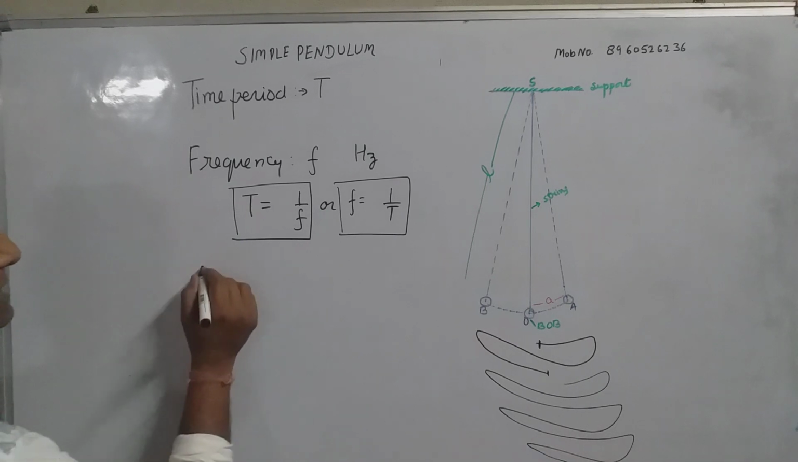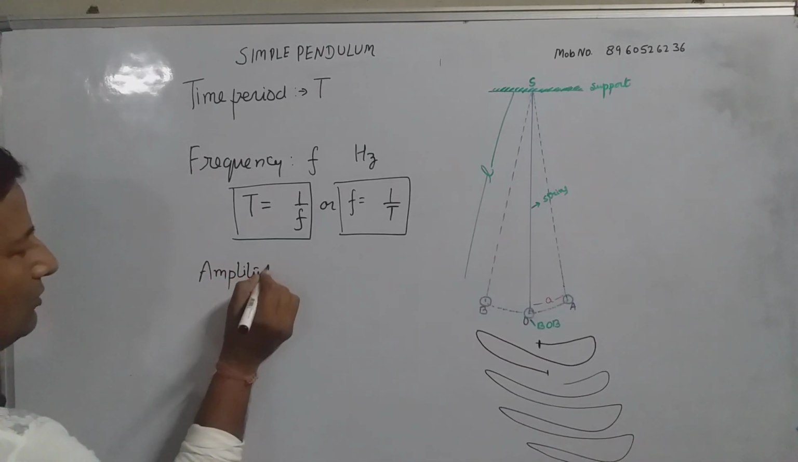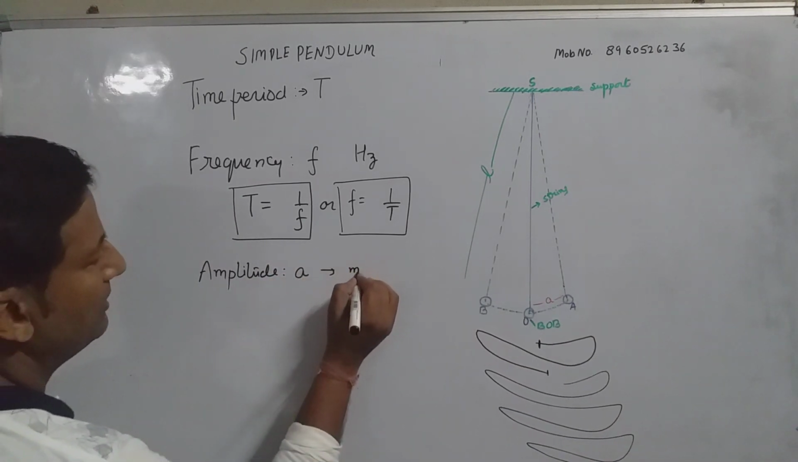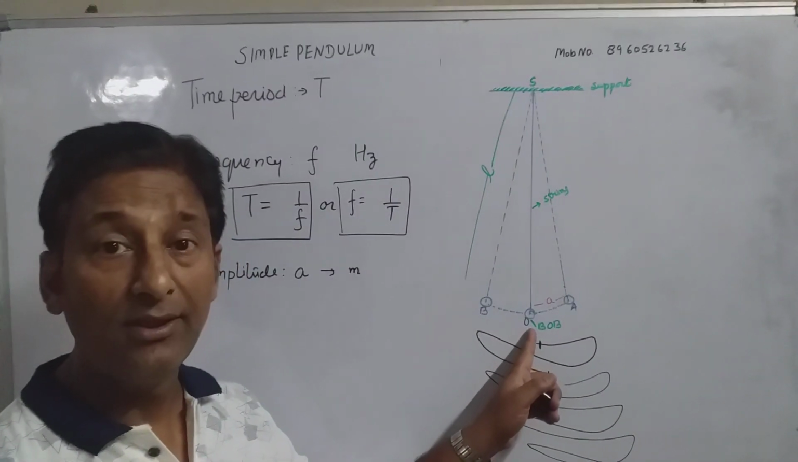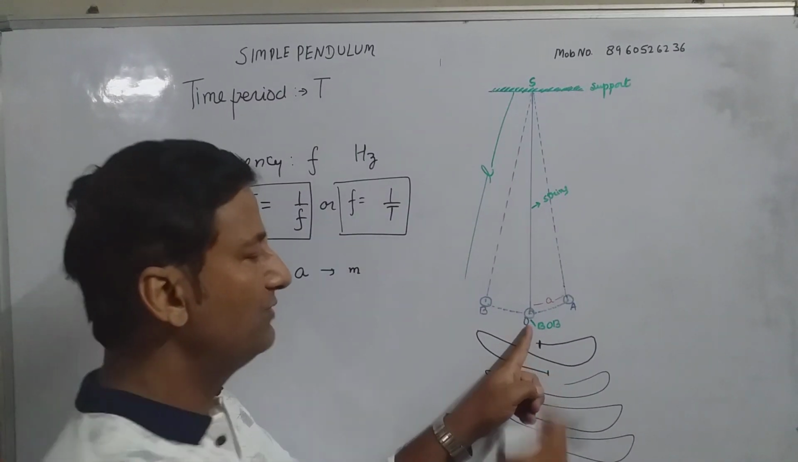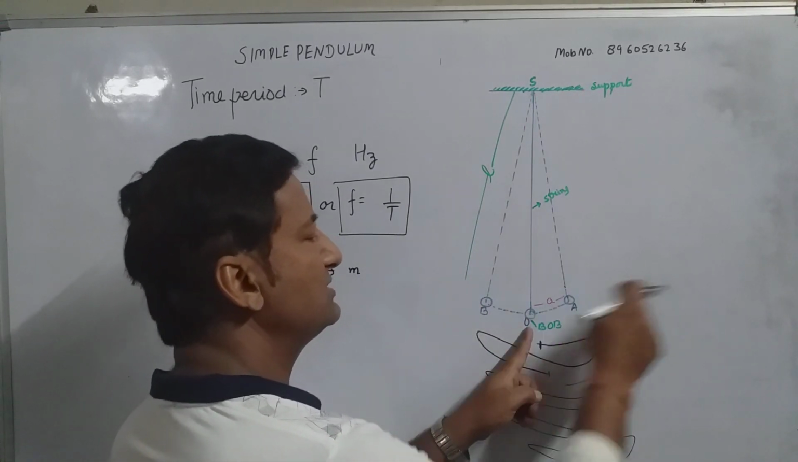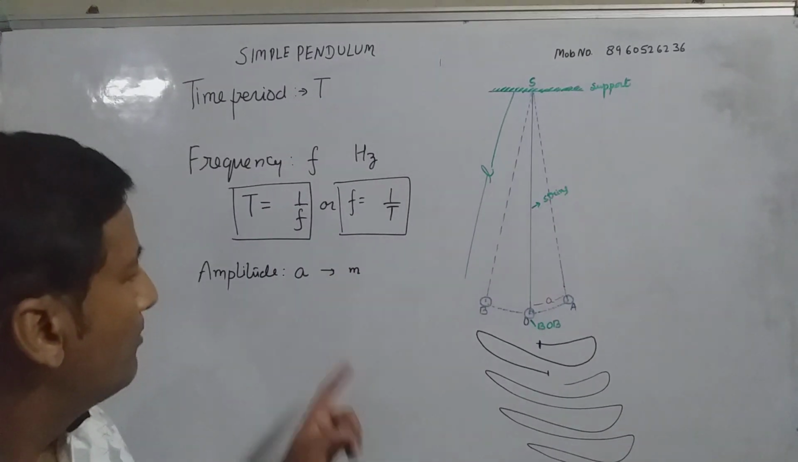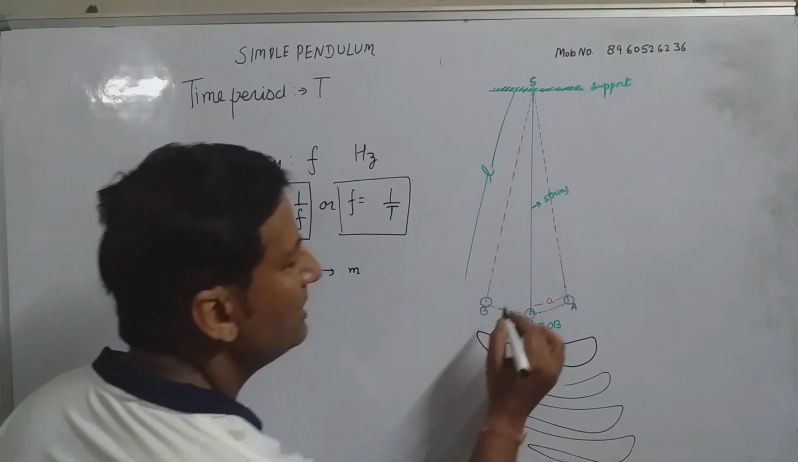The third term is amplitude. What do you mean by amplitude? It is denoted by small a, and the unit is meter. Amplitude means the maximum displacement from the mean position. If it goes till here, that means its amplitude will be till here. This distance will be measured as amplitude, right? So amplitude means maximum displacement from the mean position. This position is known as the mean position.